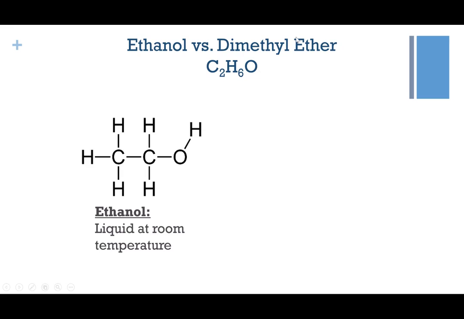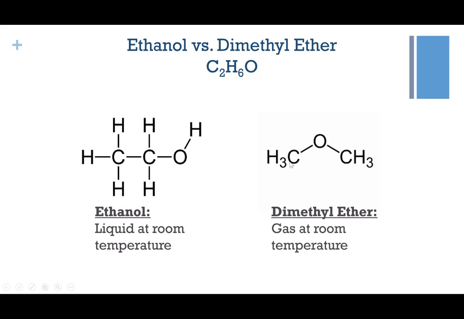So here we see ethanol. So again, ethanol, we see the 2 carbons, we see the 1 oxygen, and we see the 6 hydrogens. What is something that we know about ethanol? So ethanol is commonly found in your alcoholic beverages. So ethanol is a liquid at room temperature, right?